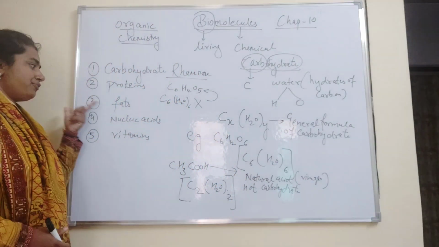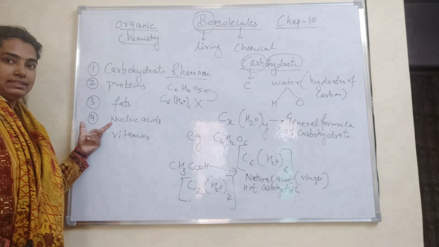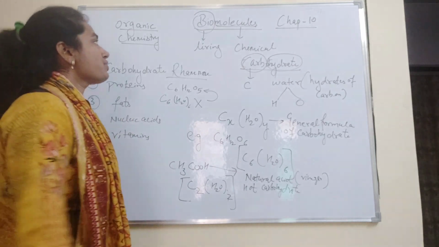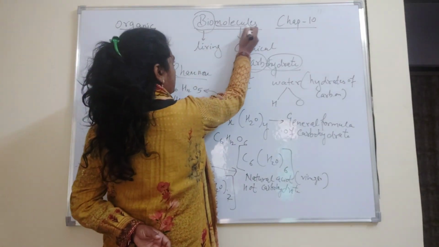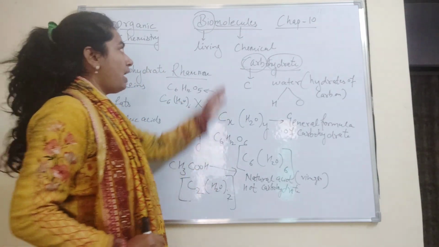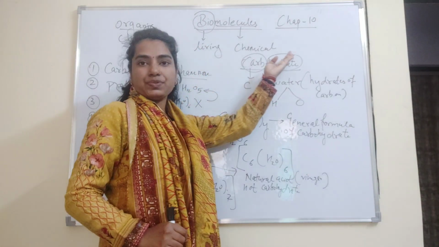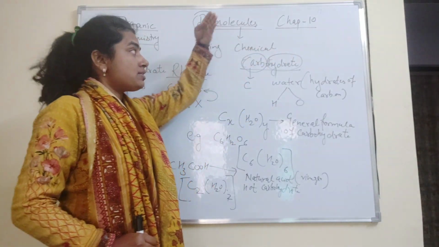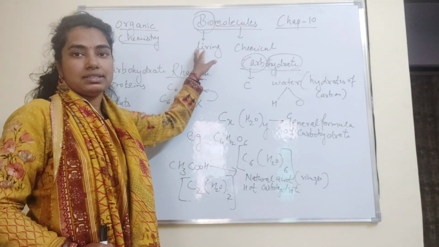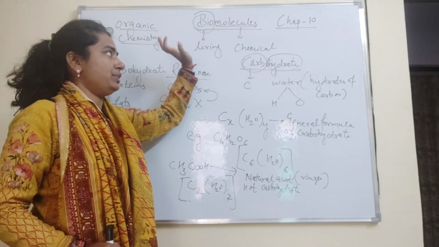carbohydrates, proteins, fats, nucleic acids, vitamins. These all are very important. So this is the chapter Biomolecules. Bio means living organism, and molecules means chemical substances. That means some chemical substances which are very essential for the living processes are called biomolecules.